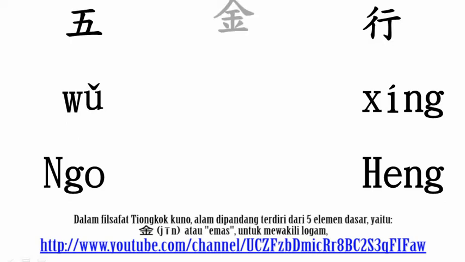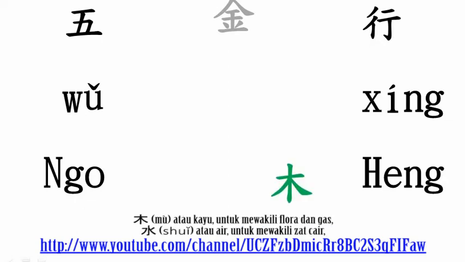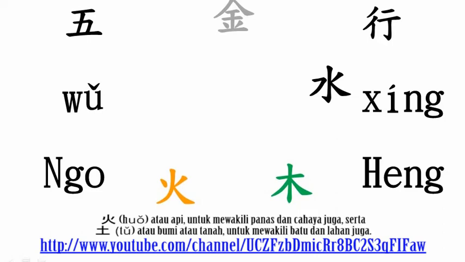They are 金 or gold, to represent metals, 木 or wood, to represent flora and gas, 水 or water, to represent liquid substances, 火 or fire, to represent heat and light as well, and 土 or earth or soil, to represent rock and land as well.